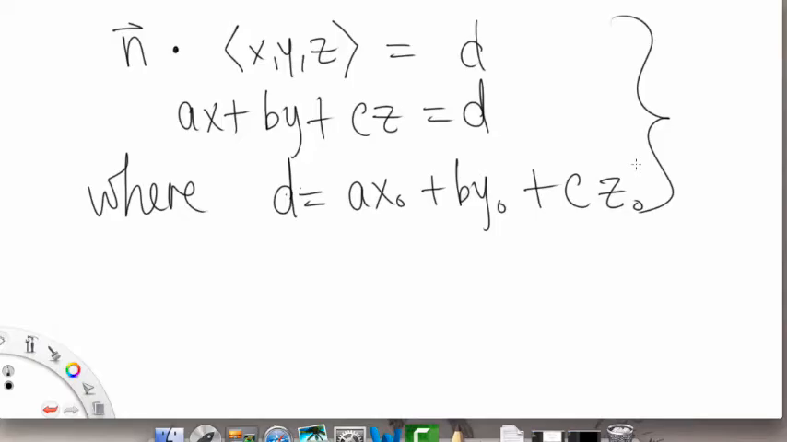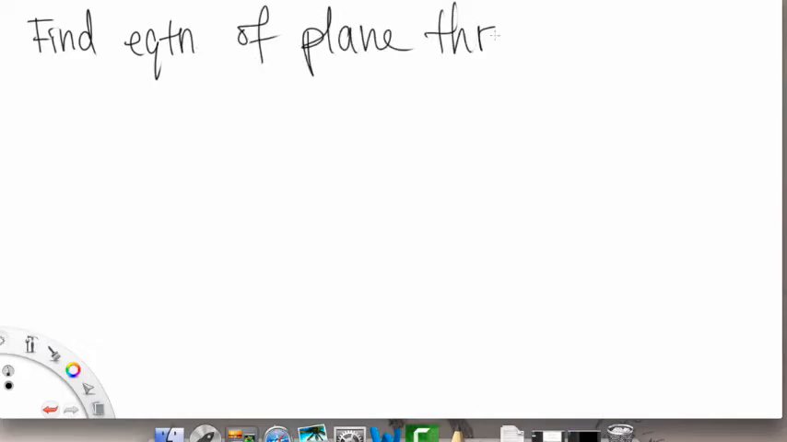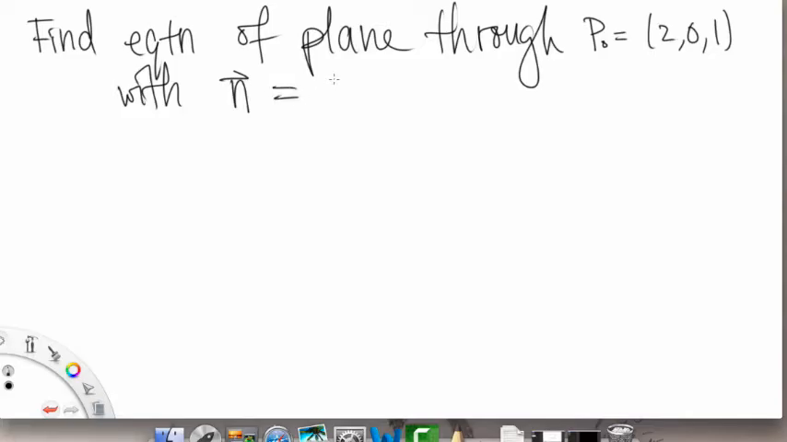Okay, so let's do an example of this since we've just been working with some letters here and there, which might be a little bit confusing. So we're going to find the equation of the plane through P naught, which is defined as (2, 0, 1), with the normal vector being the following: (5, -2, 3). So this is like our A, B, C, and this is like our x naught, y naught, z naught, okay?